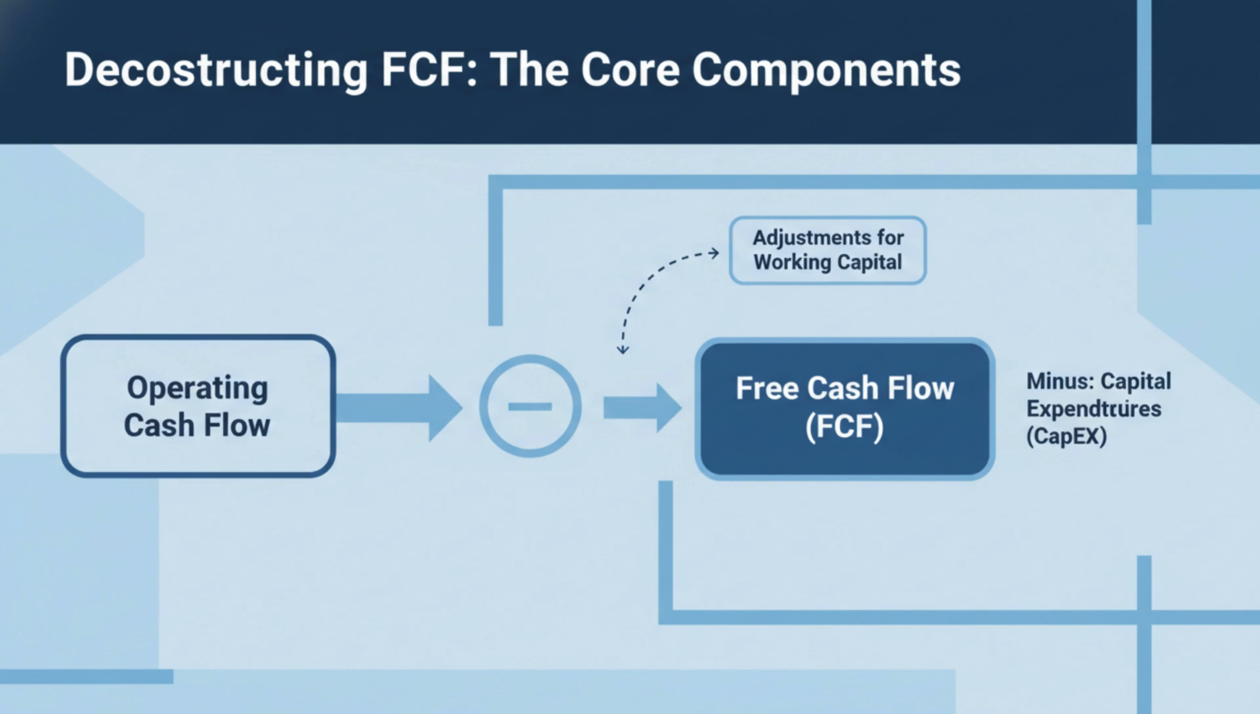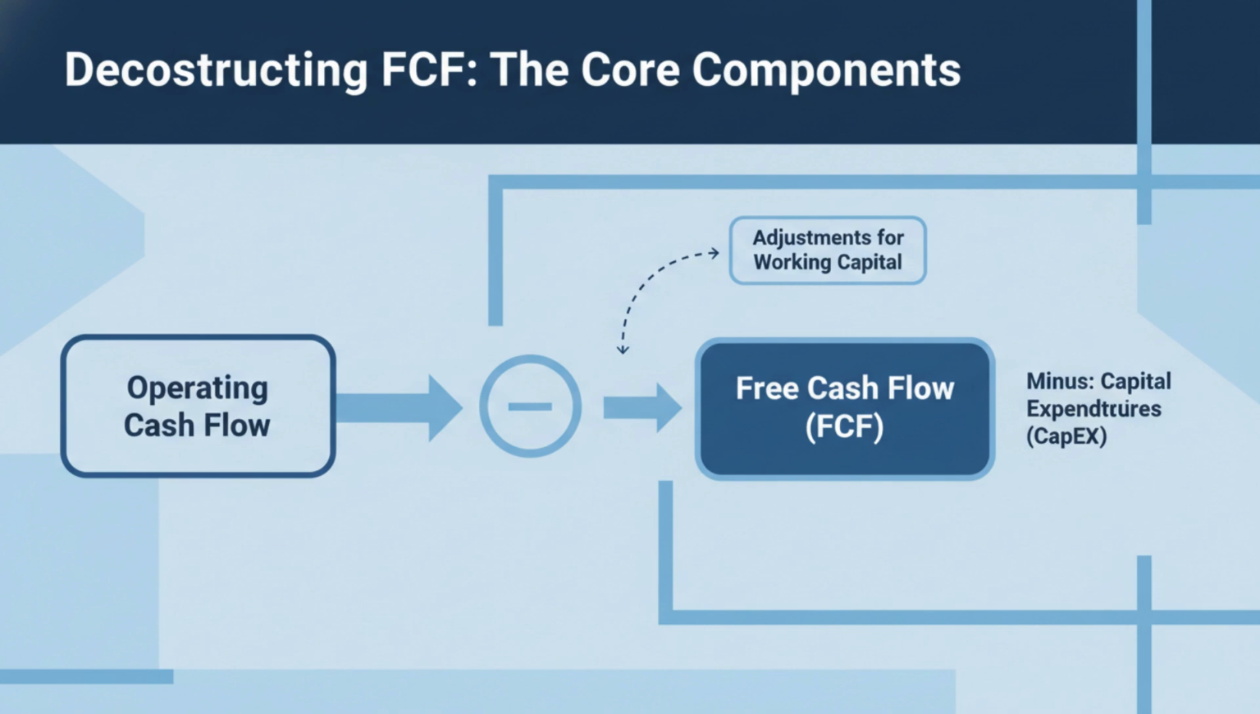Deconstructing FCF involves a few key steps. We start with a company's operating cash flow, which is the cash generated from its normal business operations before any capital investments. From this, we subtract capital expenditures, often abbreviated as Capex. These are the funds a company spends to acquire, upgrade, and maintain physical assets, such as property, plants, industrial buildings, or equipment. These investments are essential for a company to continue operating and growing.